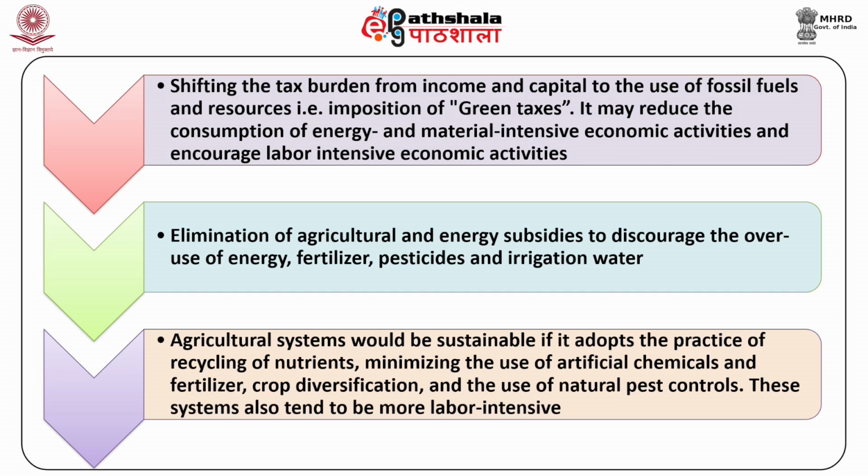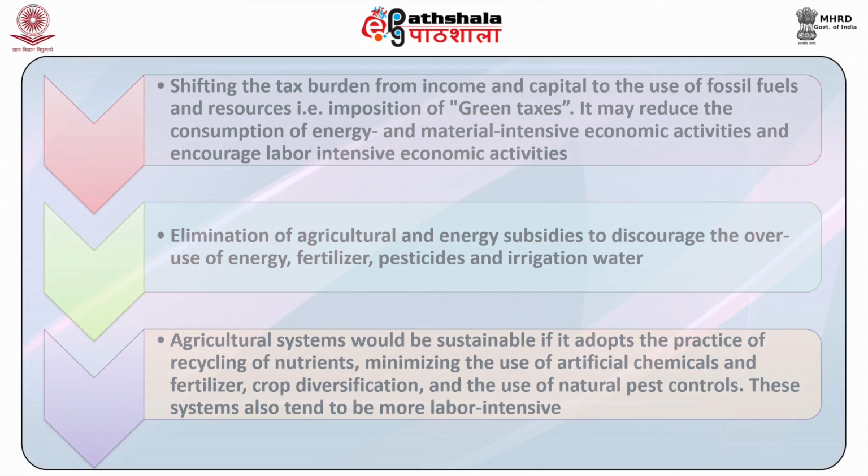B. Elimination of agricultural and energy subsidies to discourage the overuse of energy, fertilizer, pesticides, and irrigation water. Agricultural systems would be sustainable if they adopt the practice of recycling of nutrients, minimizing the use of artificial chemicals and fertilizer, crop diversification, and the use of natural pest controls. These systems also tend to be more labor intensive.